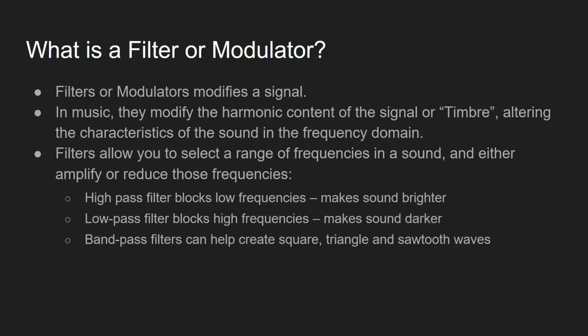We have our high pass filter, which essentially blocks all the low frequencies, making a sound brighter. We have the low pass filter, which blocks the high frequencies, which makes it sound a little bit darker. And band pass filters, which can help create square, triangle, and sawtooth waves.